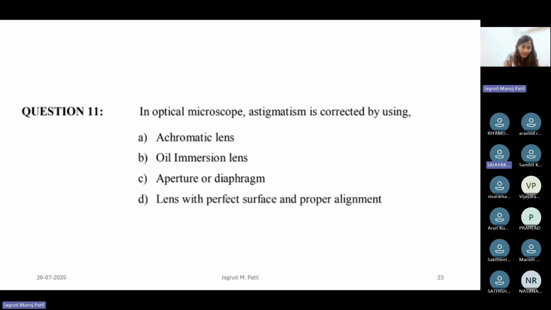Next, in optical microscope, astigmatism is corrected by using what? You might have heard this condition. People also get it for the eye lenses. If you have a lens with a perfect surface and proper alignment, you'll be able to focus everything at a point. Astigmatism is a condition where the lens is not able to focus at a point, and the object they are trying to see appears stretched out. That is because of improper focusing. If you get your lens without any defects or surface problems, you'll get proper focusing and alignment, and you'll be able to correct this astigmatism.